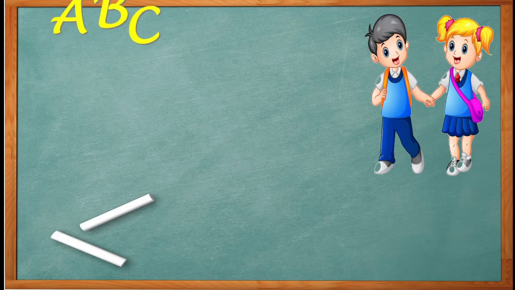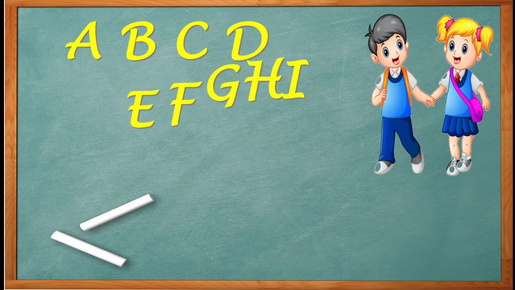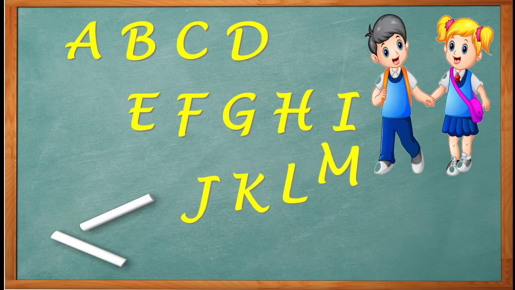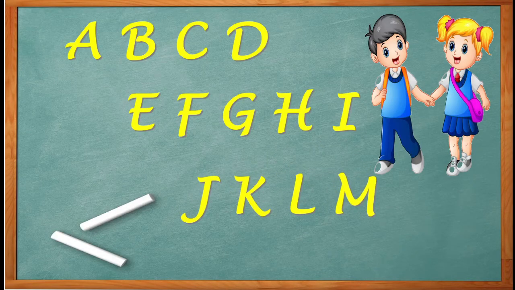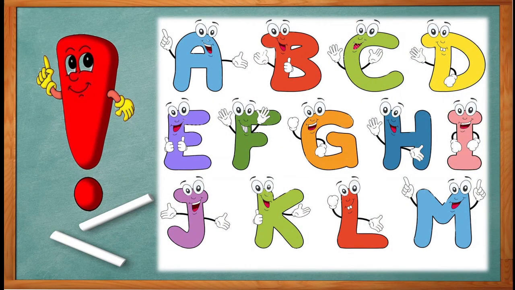Yay! So today we learn A, B, C, D, E, F, G, H, I. Then what comes after I? J, K, L, M. Yes. What we learned? A, B, C, D, E, F, G, H, I, J, K, L, M. Yes. Today we learn A to M. Did you enjoy? Yes?